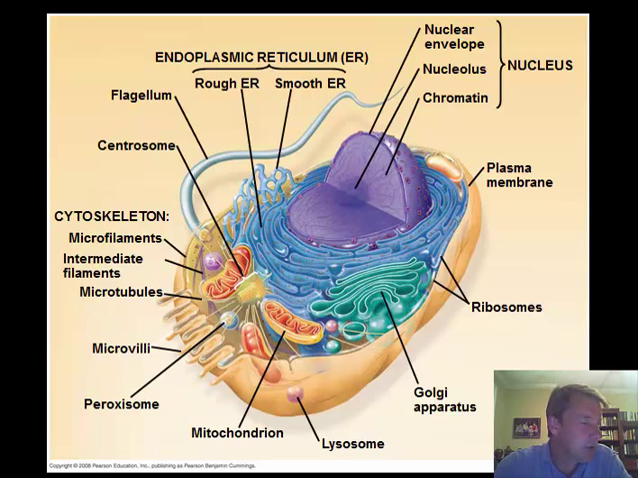Okay, the next organelle we're going to look at is called the endoplasmic reticulum. The ER is what it's short for, the endoplasmic reticulum, ER. And that's in the blue here in the diagram. They've highlighted it blue. And there's two types of this endoplasmic reticulum. One is called smooth and one is called rough.